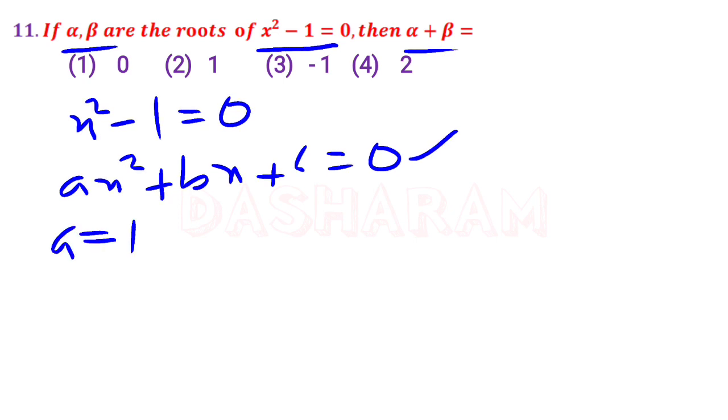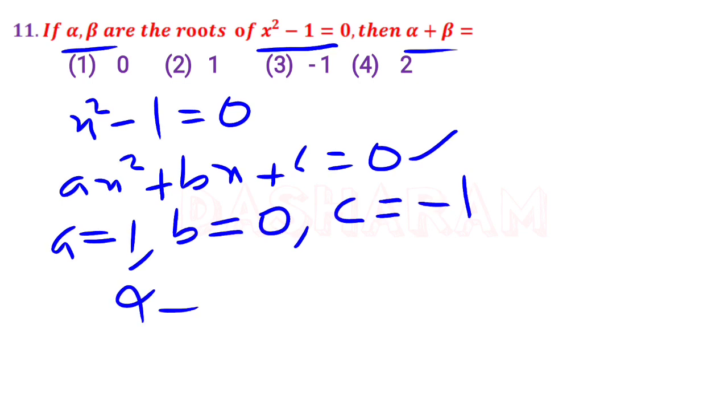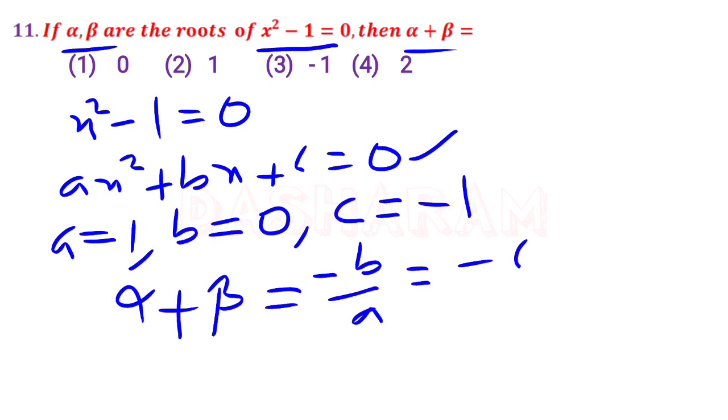The x coefficient is b, but there is no x term in the given quadratic equation, so b will become 0. Next, the constant number c is minus 1. Now he is asking for alpha plus beta. We know very well the sum of the roots formula is minus b by a. So minus b value 0, a value 1. Minus 0 by 1, the answer is 0. So option 1 is correct.